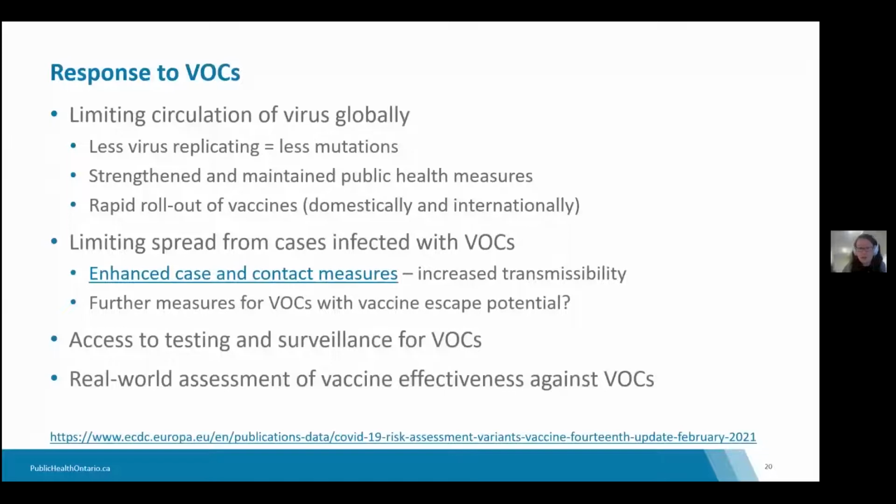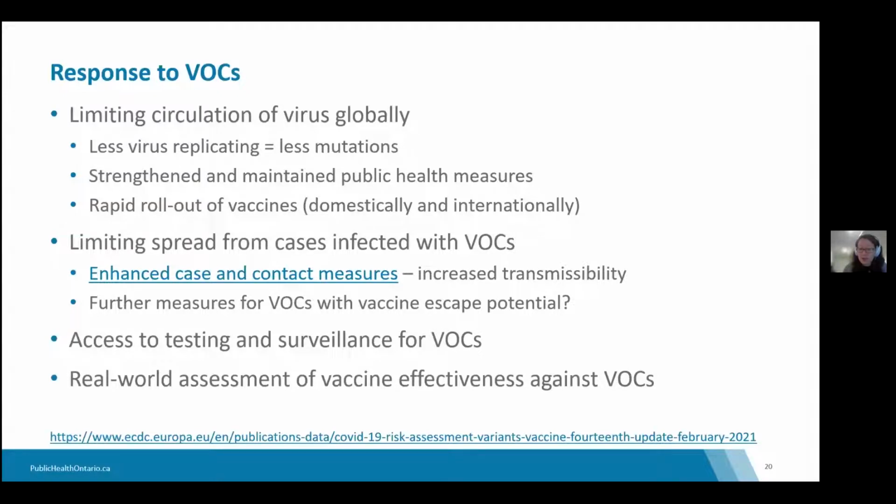So what is the response to these variants? Fundamentally, we need to limit the circulation of virus. The more virus is replicating, the more likely that mutations will occur, and limiting that mutation opportunity is what's key to preventing new mutations and variants arising. That's how we're going to eventually have fewer variants in circulation. So this is going to really require strengthened and maintained public health measures, as well as the rapid rollout of vaccines to try to reduce the number of infections globally. We need rollout of vaccines both domestically and internationally, where other variants of concern may arise.